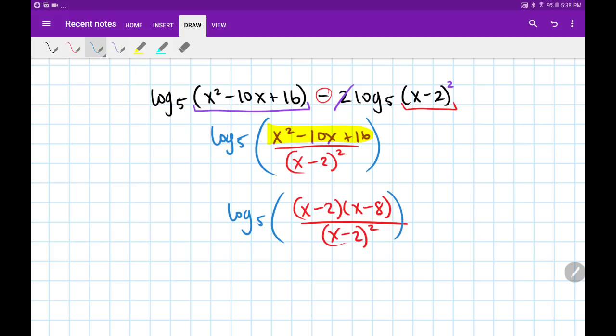So look at what we got going on. I have an x minus 2 in the numerator, and I have an x minus 2 in the denominator. So one of them will cancel, leaving me with just an x minus 2 to the power of 1 at the bottom. My final answer is log base 5, x minus 8 over x minus 2.